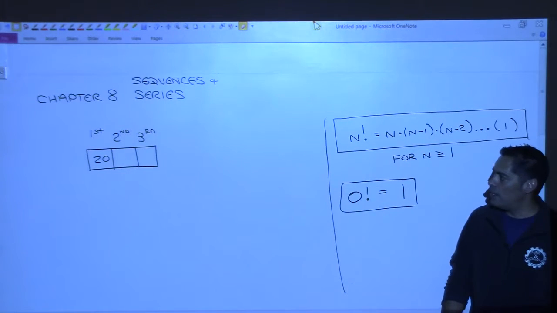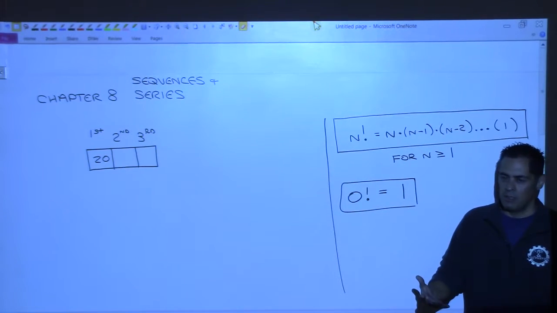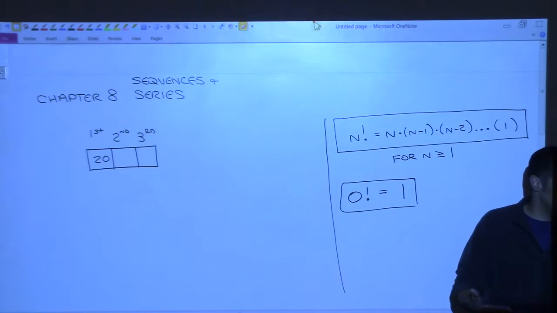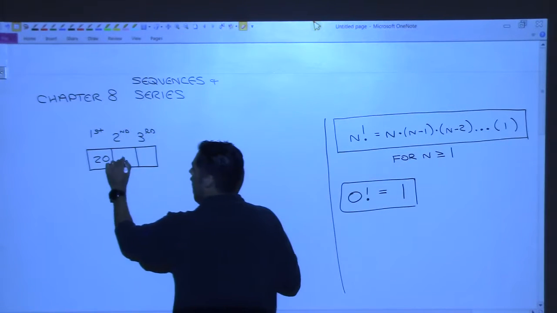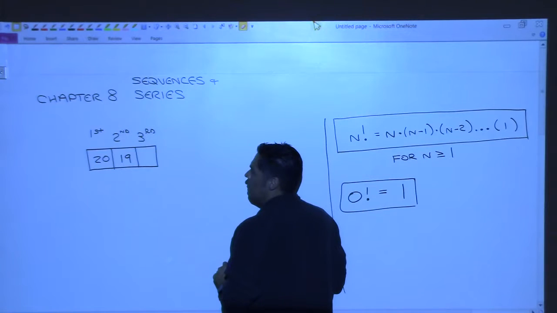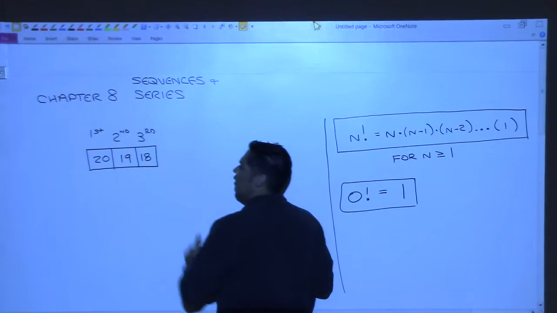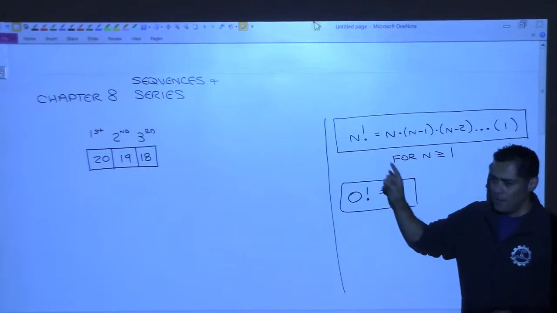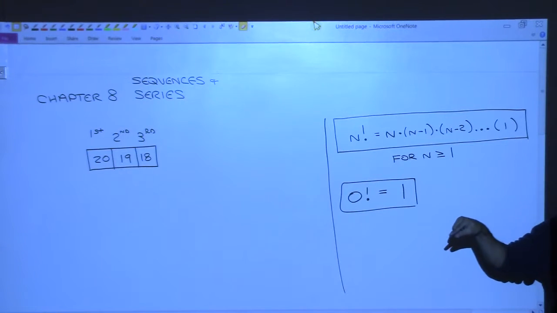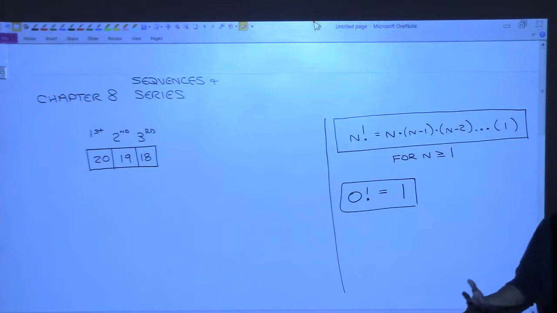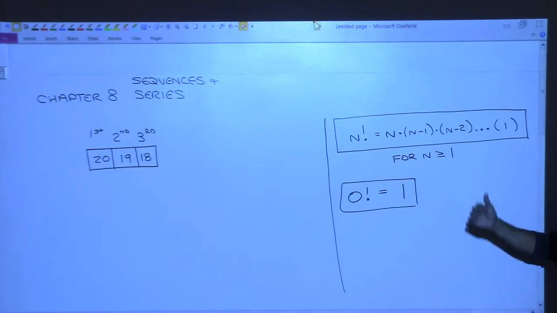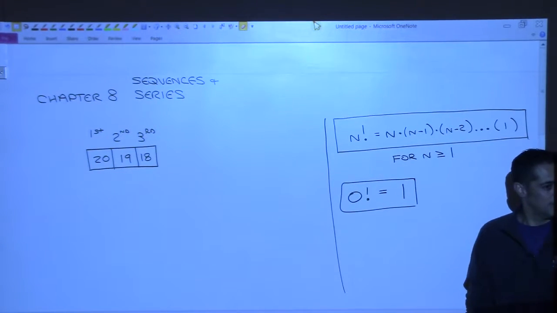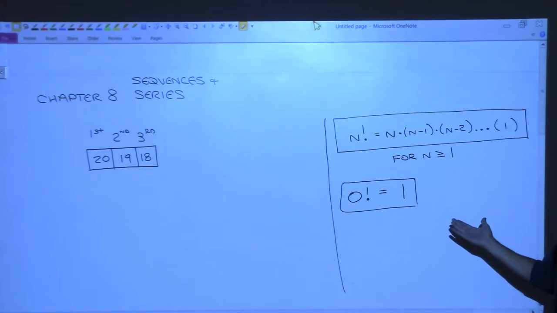And then what about the next person? Well, there's only 19 left to choose from, right? So there's 19. And then what about the next person? There's only 18, right? So if I multiply 20 times 19 times 18, that's how many ways it could happen. So that, whatever that is, right? Yes? Follow that? Now, what does this have to do with factorial?